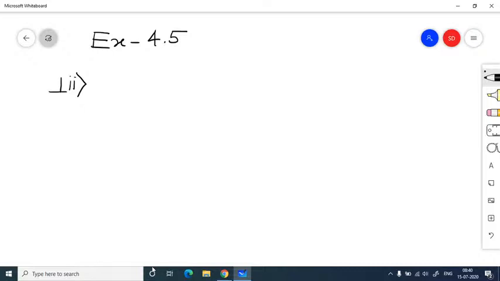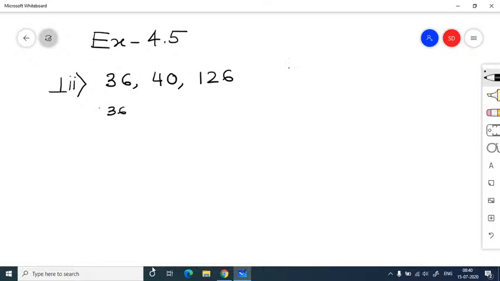So when it is the prime factorization method, we have to factorize each number separately and express it as a product of prime numbers. So let us do number 2. You have to find out the LCM of 36, 40 and 126. So let us find out the prime factorization.